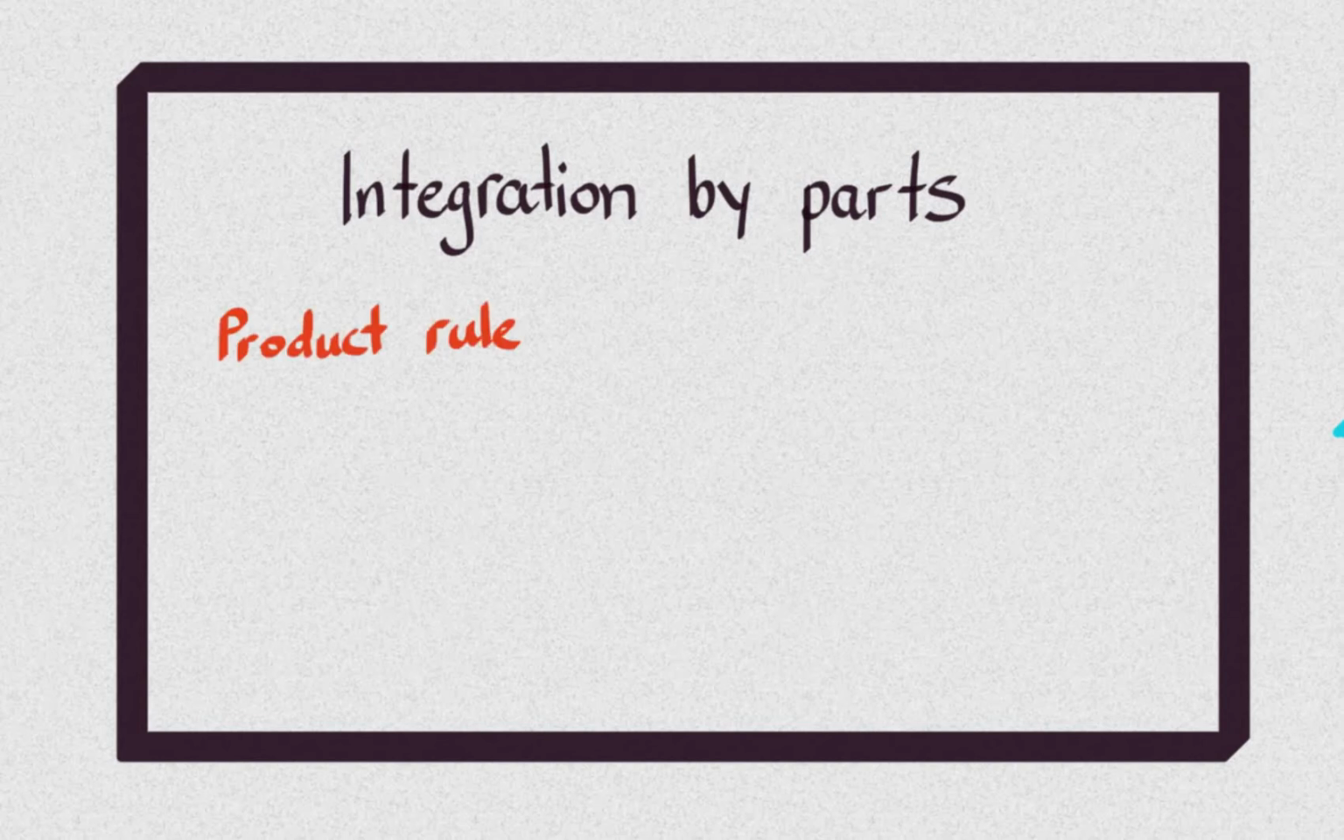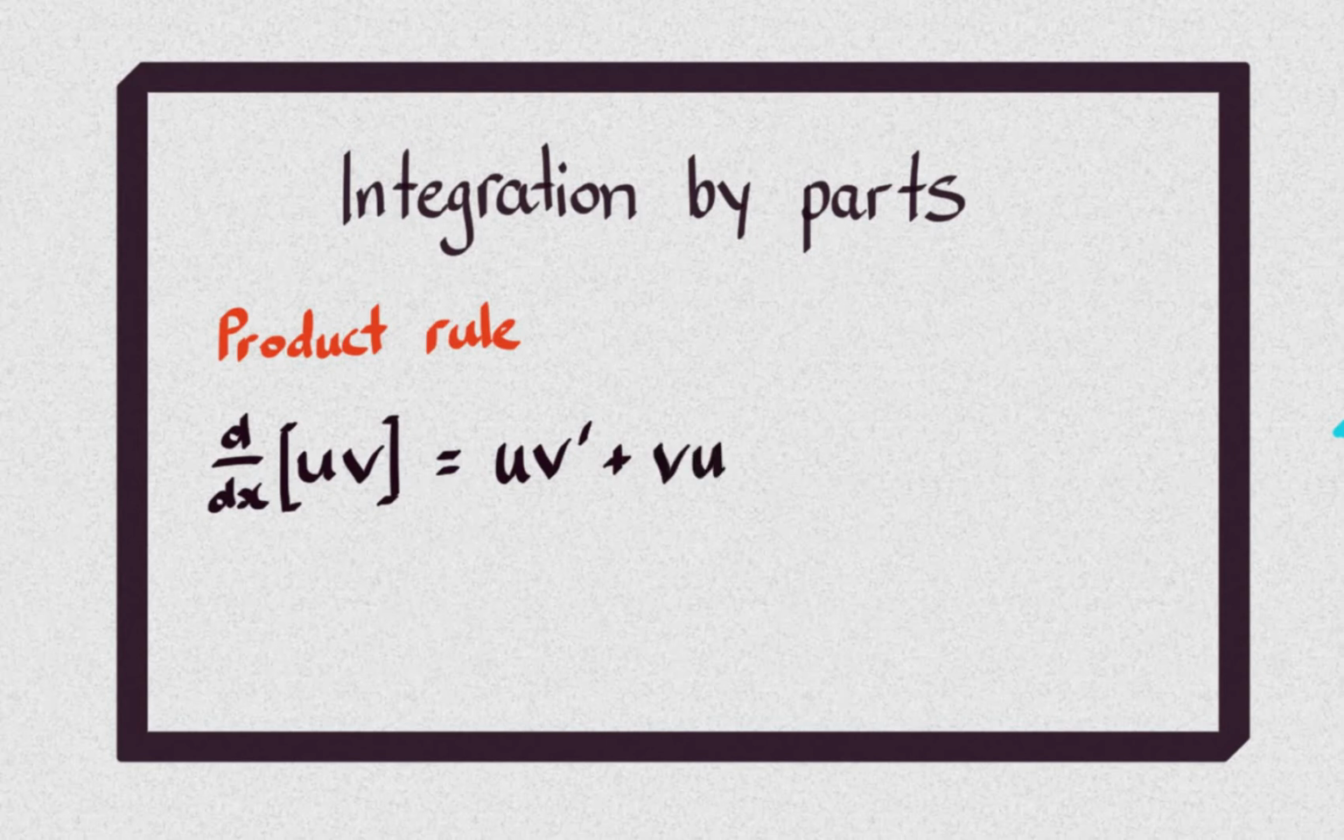which, as we know, states if we have some function uv where u is a function of x and v is a function of x, and we want to differentiate it with respect to x, then what we get is the first function, u, multiplied by the derivative of the second function, v dash, added with the reverse of that, so the second function, v, multiplied by the derivative of the first function, u dash. So this is the product rule for differentiation. But what we can do is manipulate this a little bit and do some rearranging.